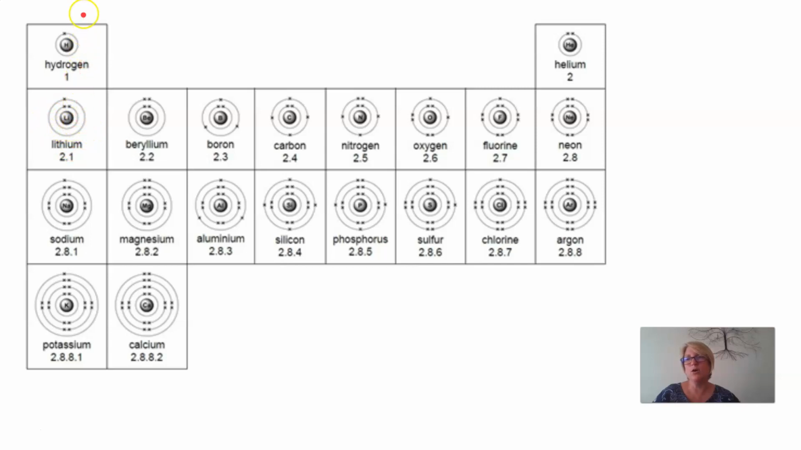Let's have a look at lithium. Lithium we find in group 1. That means there's going to be 1 electron in the outer shell. We find it in period 2, therefore it's got 2 shells. So everything in this period should have 2 shells. Beryllium, 2 shells. Boron, 2 shells. Carbon, 2 shells. Everything in period 3 should have 3 shells. 1, 2, 3. Then if we have a look at the groups that we find them in, that is the number of electrons in the outer shell. So in the second group here, they've all got 2 electrons in the outer shell.